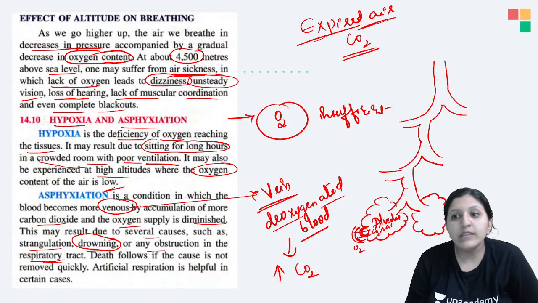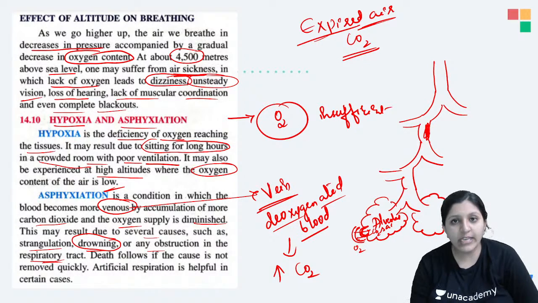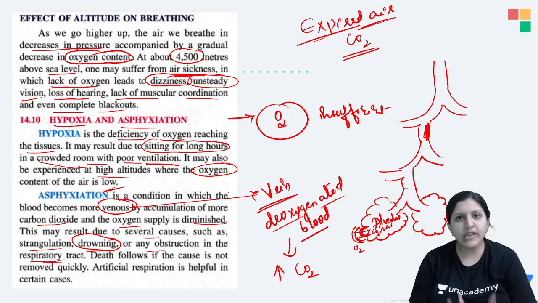Okay, so there is no proper supply occurring, or any obstruction in the respiratory tract, so there can be a blockage. There can be a blockage which has occurred, so it can be fat deposition or any other reason.